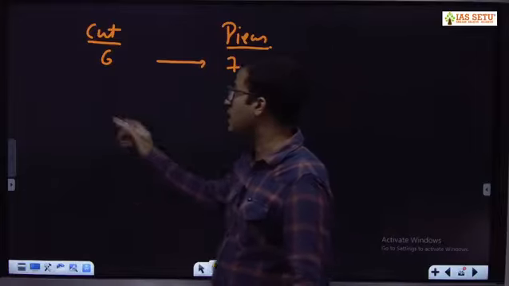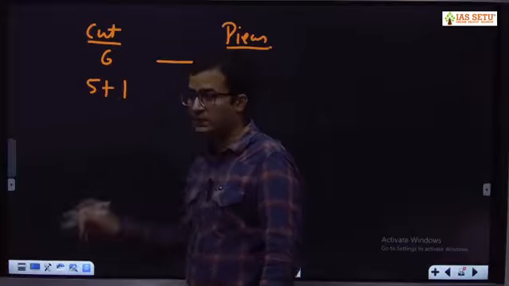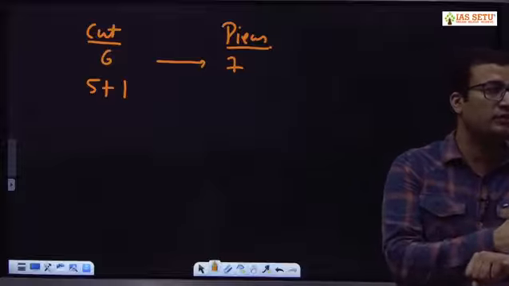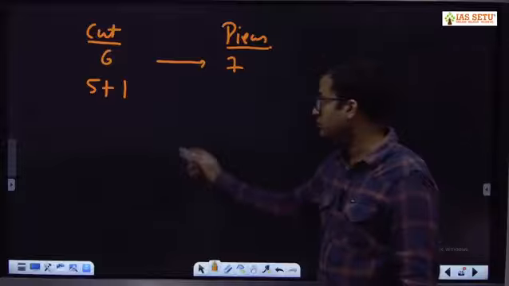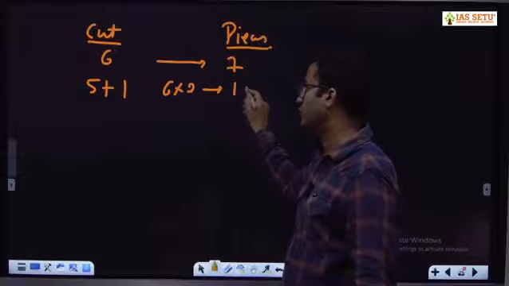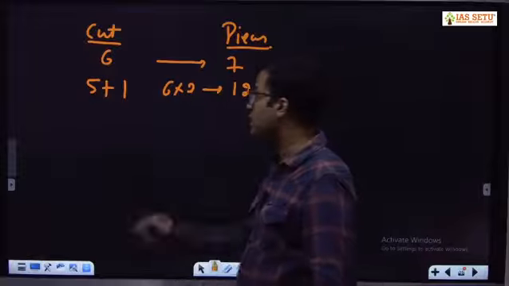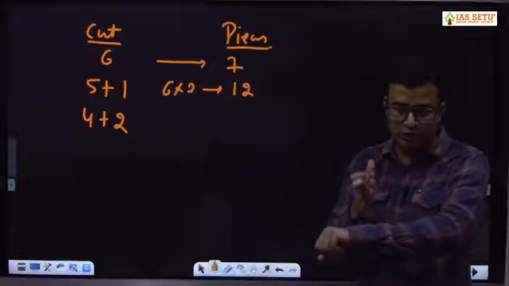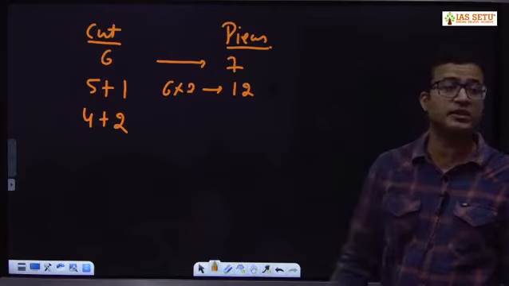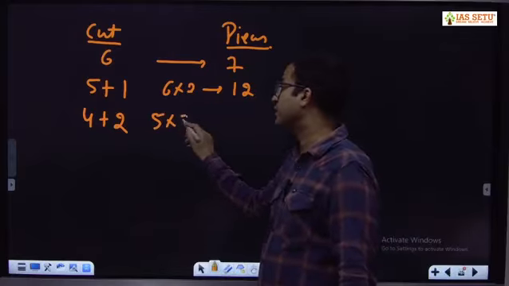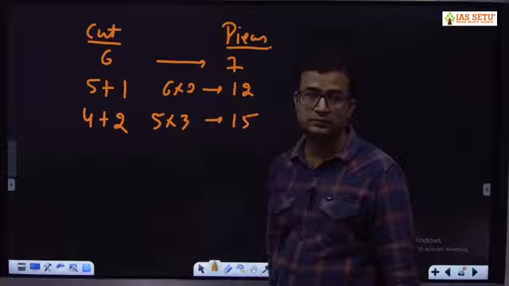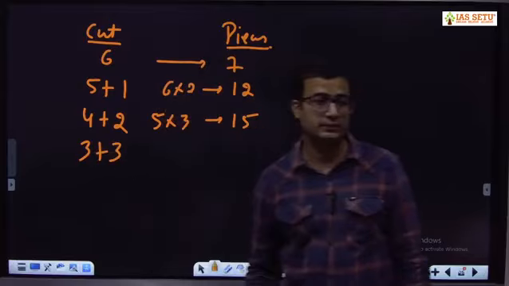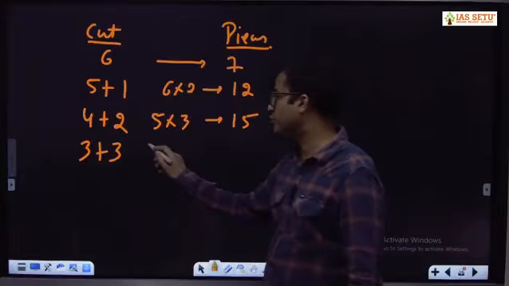Now next time I make cuts 5 plus 1. If I make 5 cuts on x-axis, 1 cut on y-axis, how many pieces will I get? 6 into 2, 12. If I make 4 cuts on x, 2 cuts on y, 1, 2, 3, 4, 5, 6. How many pieces will be there? So here 5 into 3, 15. If we make 3 cuts on x, 3 cuts on y, 4 into 4, 16.